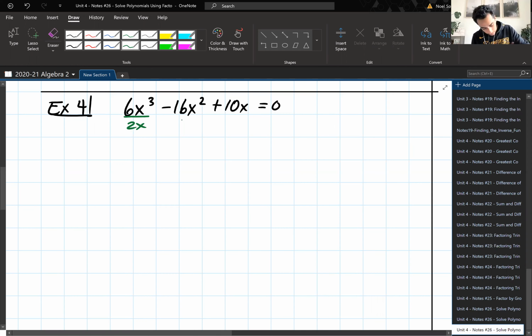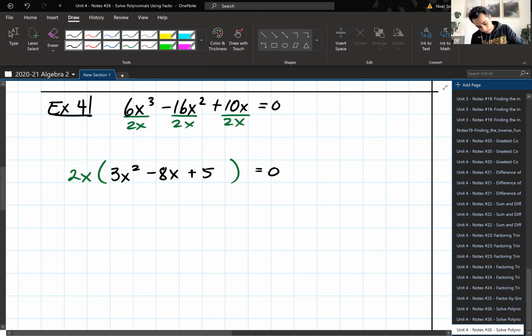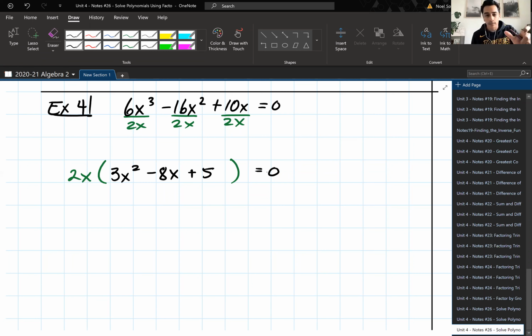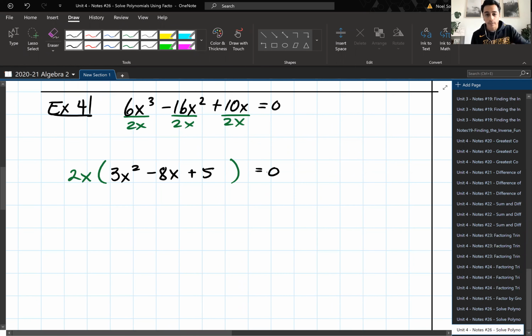So we're going to go ahead and factor out a 2x. All terms share x. They can be divided by x, and they can all at least be divided by 2. So we have 2x times the rest. In this case, we end up with 3x squared minus 8x plus 5. And then this is still equal to 0. Do I want to split at this point, or is there something else we ought to try? Probably not a good idea to split right now. Okay, why is that?